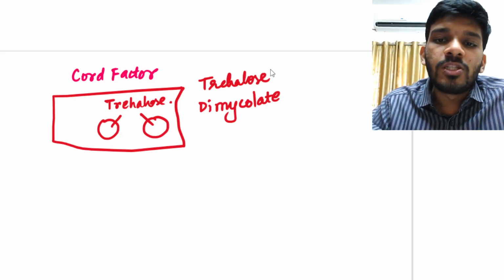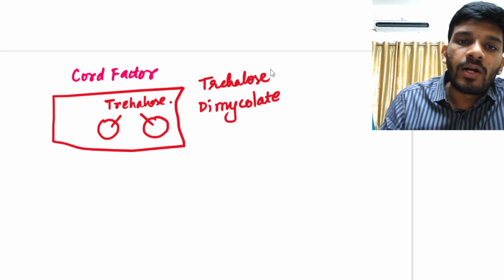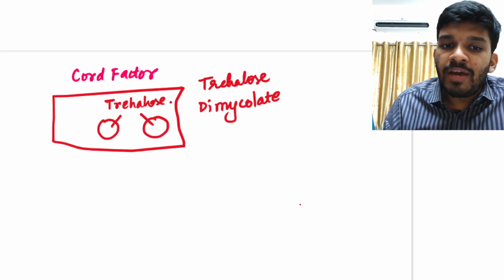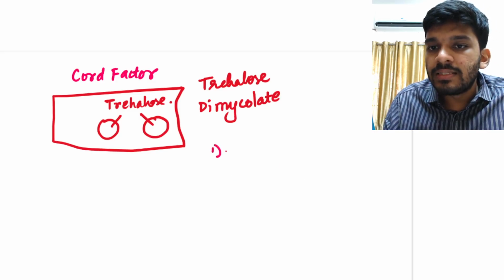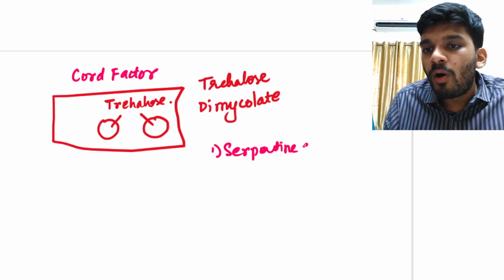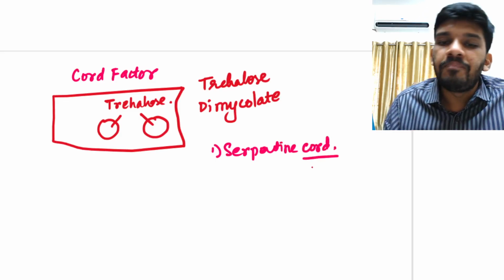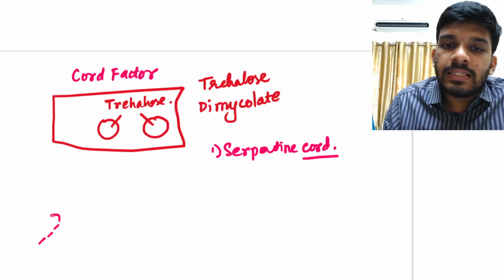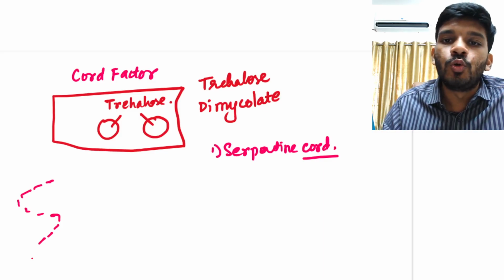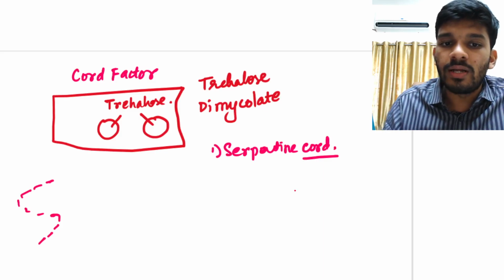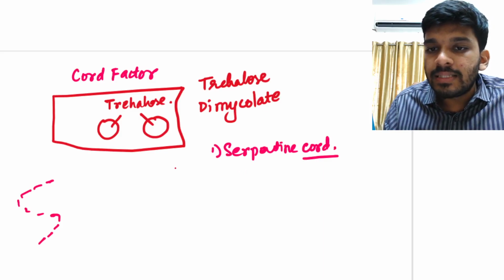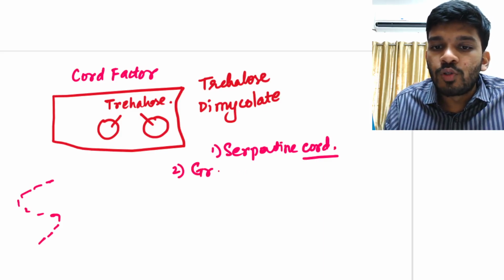Now it is a very important virulence factor, and it does very important things. The first thing it does is it contributes to the serpentine cord appearance of the MTB colonies. Okay, so they will appear like a snake-like cord. This snake-like cord appearance is due to the cord factor. That is why it is called the cord factor. Second thing is it activates macrophages and contributes to granuloma formation.